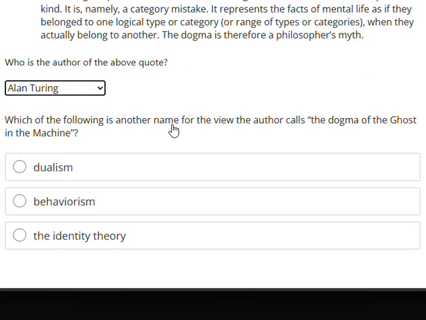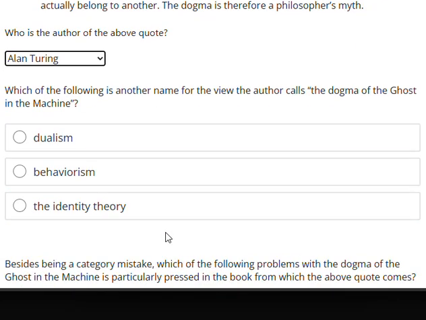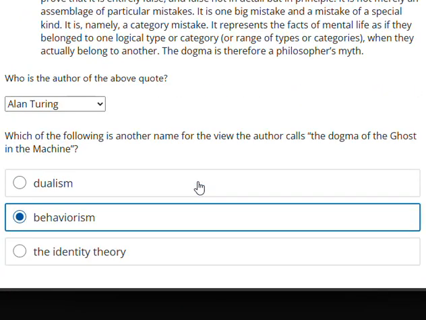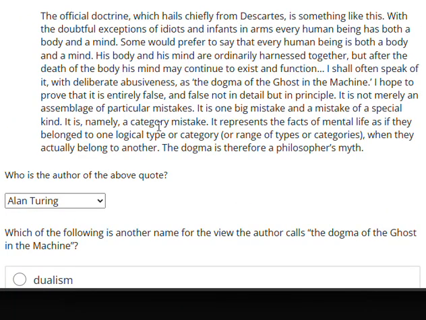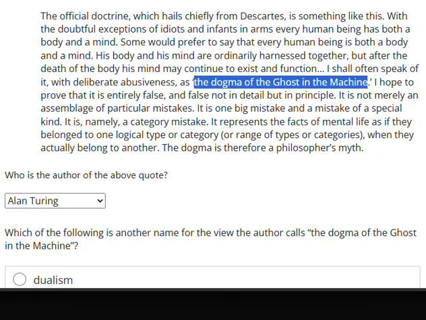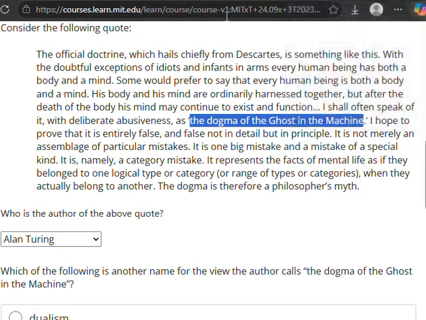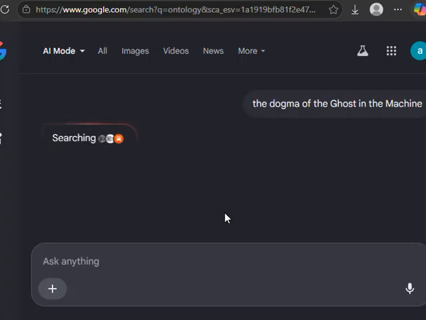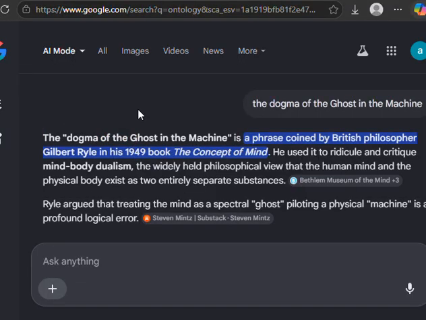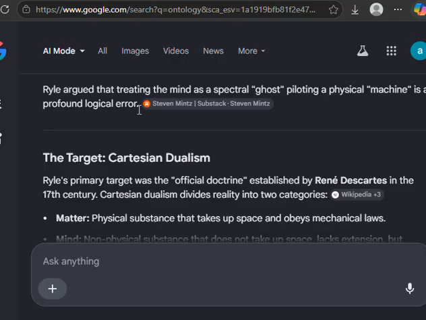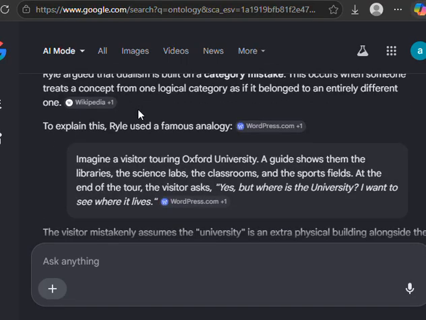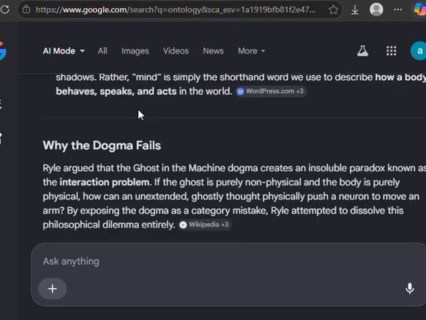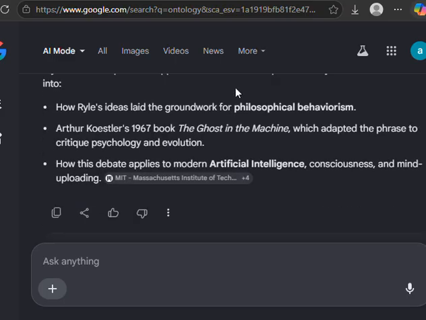This could be Alan Turing. We can look it up. What would you say is the key thing we can look up? Maybe this. Gilbert Ryle. This is a great book.